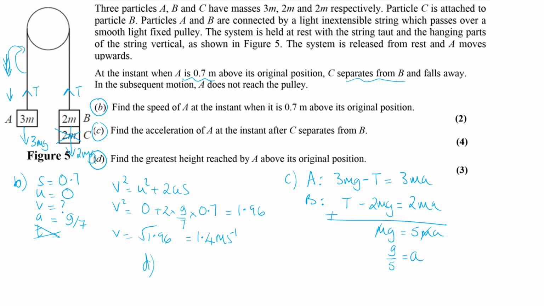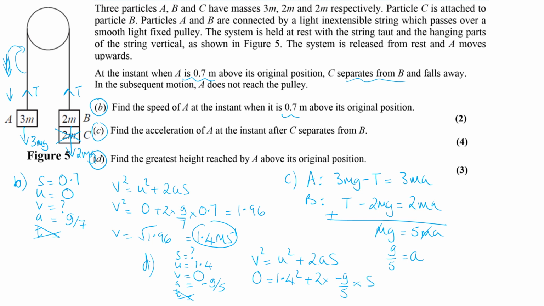D, find the greatest height reached by A above its original position. So if we do our SUVATs, we're now looking for how far that's going to travel. The initial speed is going to be our 1.4, which is the final speed when C has just separated, but that's the start of the new situation, so that's going to be 1.4. At the time when it's going to reach its greatest height, the velocity is going to be 0, because then it's going to start to go the other way. Our acceleration we've just found here, but because we're going that way, it's going to be minus g over 5. Again, t is not involved, so we're going to be using v squared is equal to u squared plus 2as. So 0 is equal to 1.4 squared plus 2 times minus g over 5 times s.